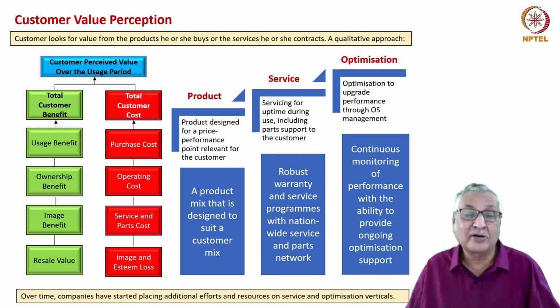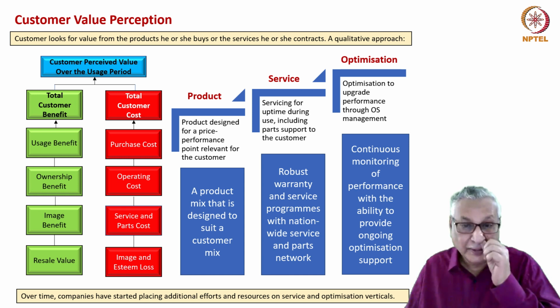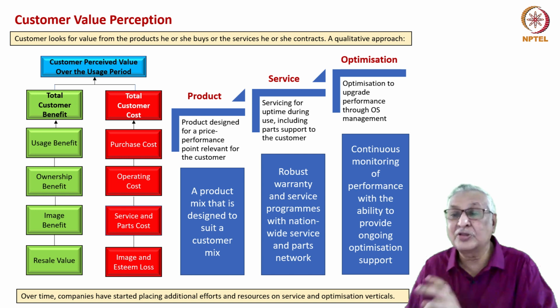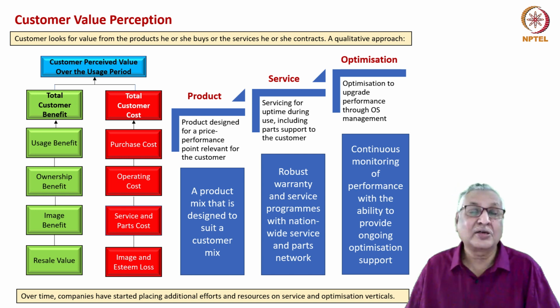A CEO cannot probably use one type of dress which is used by him or her when the person is at a basic stage of life. There is nothing wrong about it, but there could be image and esteem loss. So, technological obsolescence drives the loss of image and esteem. Then there is another aspect to value perception. This value perception occurs for the product, for the service, and through the optimization route. Every product is designed for a price performance point that is relevant for the customer. A product mix is also designed to suit a customer mix.